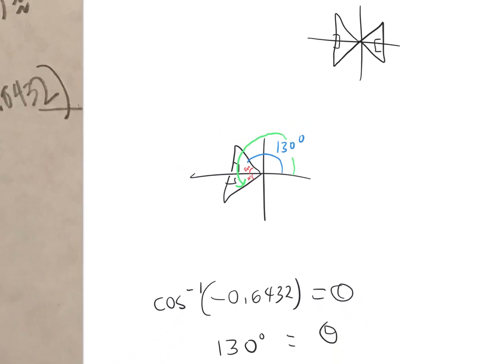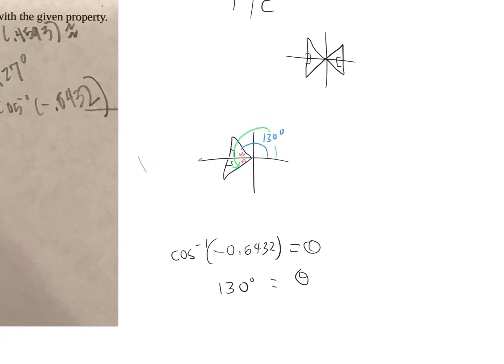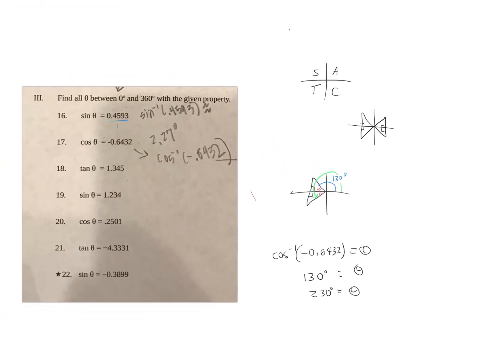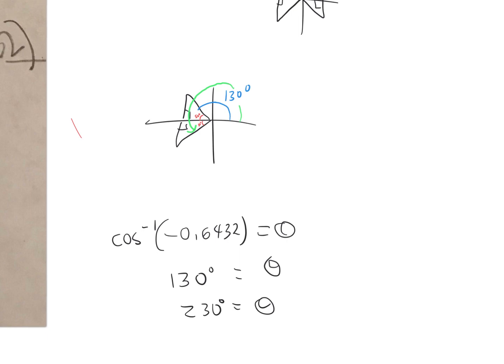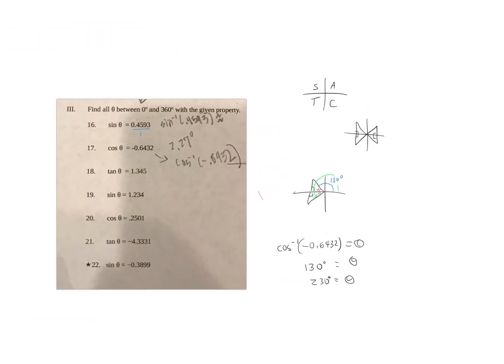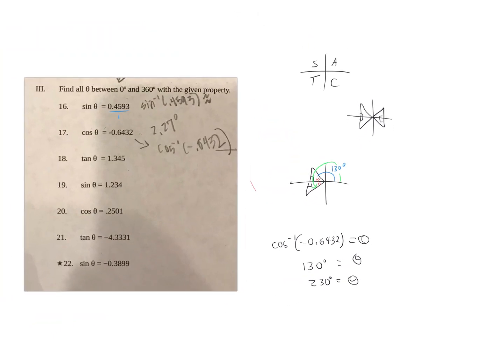And 180 plus 50 is 230. So we're looking at 230 as the other angle. All right, so that is how you do that one. Hopefully you're recognizing how helpful it is to actually draw this situation. Okay, so that's that. Get rid of this, looking at the next one.